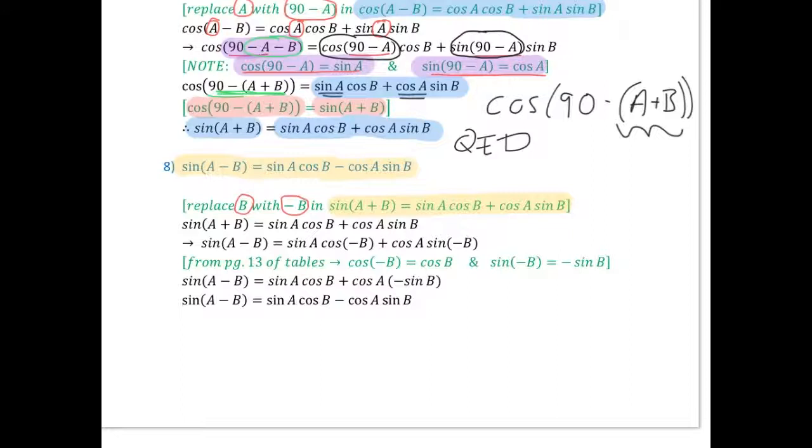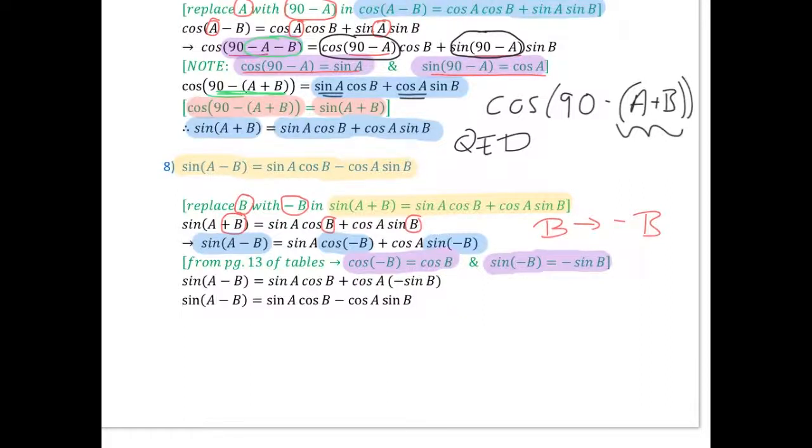So every time we see a b, like here, here, and here, we're going to replace each of those b's with a minus b instead. So we end up with a sine of a minus b on the left, the cos b becomes a cos minus b, the sine b becomes a sine minus b, and then we use those same two rules we used in a previous proof, where cos of minus b is the same as cos b, and sine of minus b is minus sine b, to rewrite the above line as sine a cos b plus cos a times minus sine b.